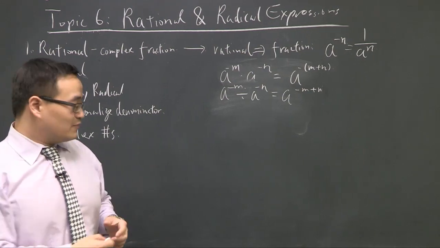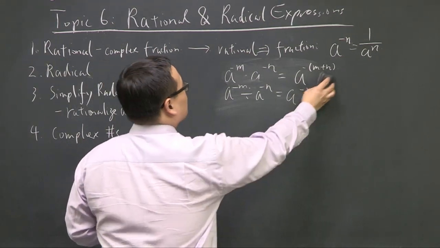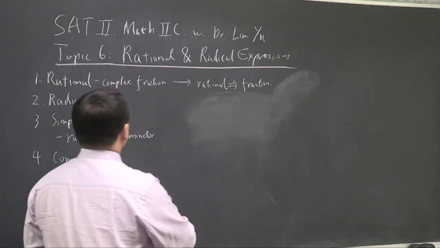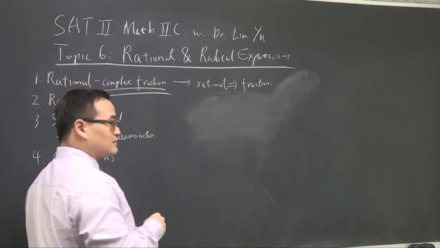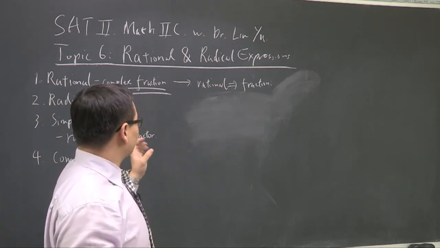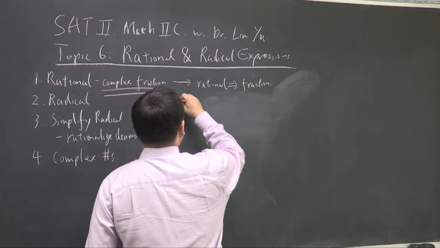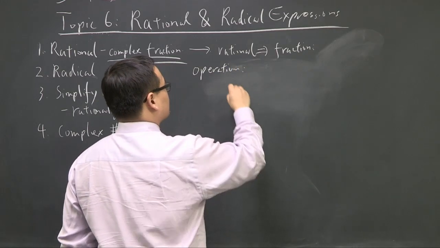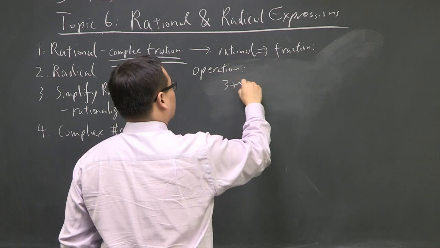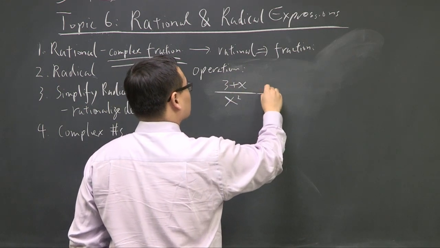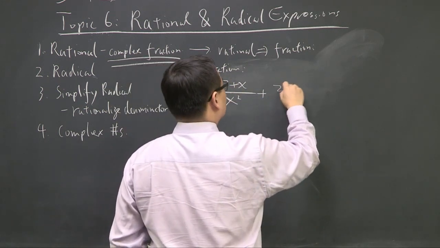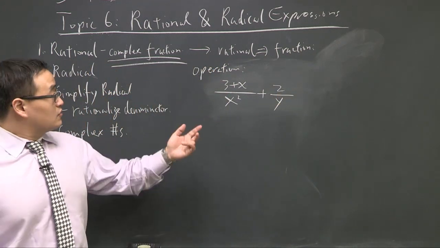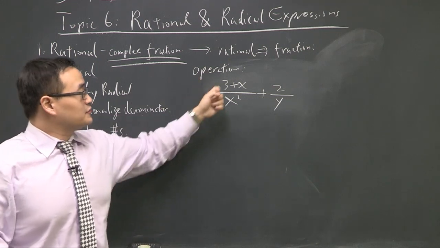I doubt you guys have a problem with rational expressions, except the case of complex fractions. Let's first take a look at a non-complex fraction. What would I do operation-wise if I have 3 plus x divided by x squared, plus 2 divided by y? Rational expression simply means a fraction.